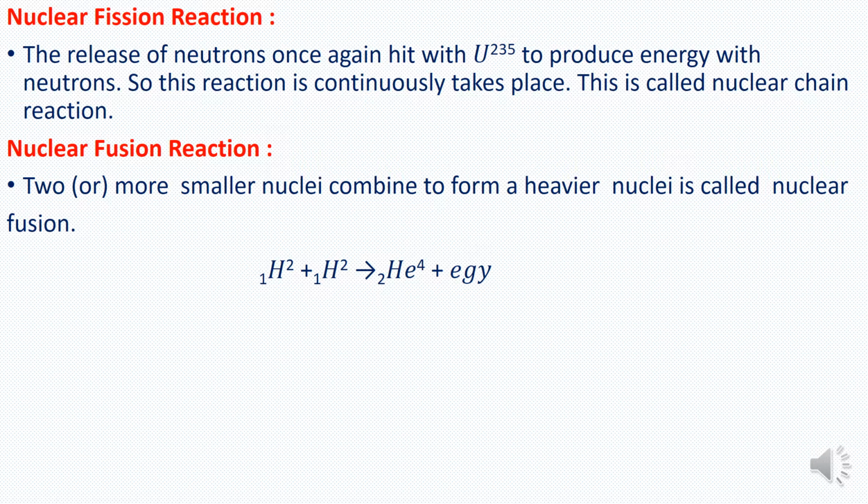Nuclear fusion reaction. Two or more smaller nuclei combine to form a heavier nucleus, which is called nuclear fusion. For example, two deuterium atoms combine together to give helium and release a large amount of energy. That is nuclear fusion reaction.